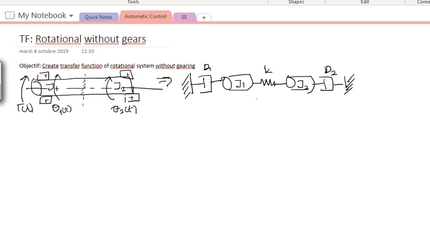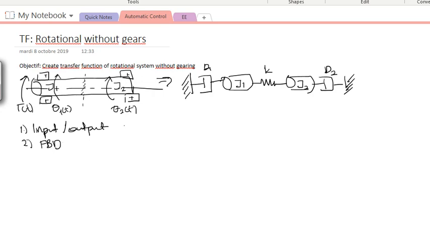Right? So what is the objective? The objective again is to create the transfer function. In order to create the transfer function, there are steps that you by now already know. The first step is, of course, to identify, something that we've seen a lot, what is the input and what is the output that you want to observe, right? And then secondly is to do your FBD.